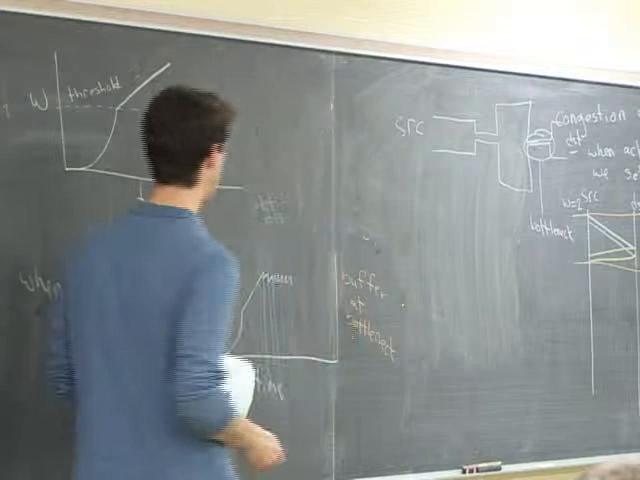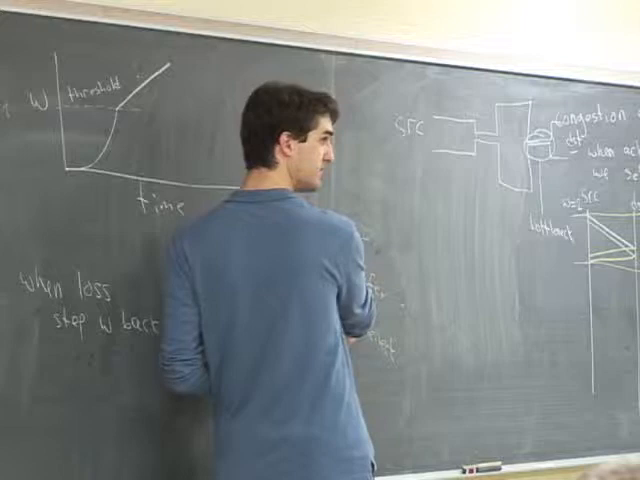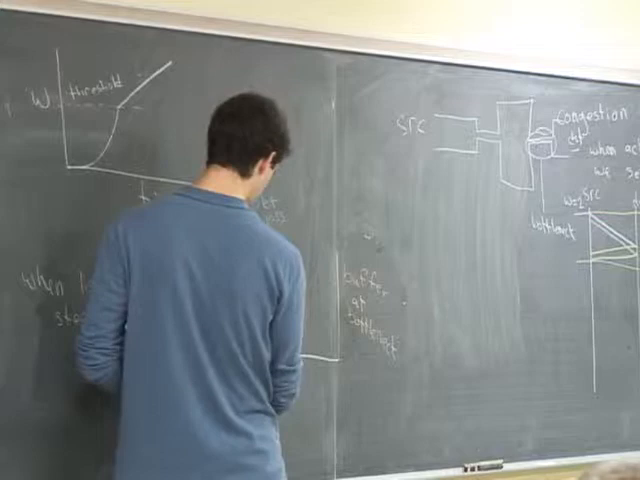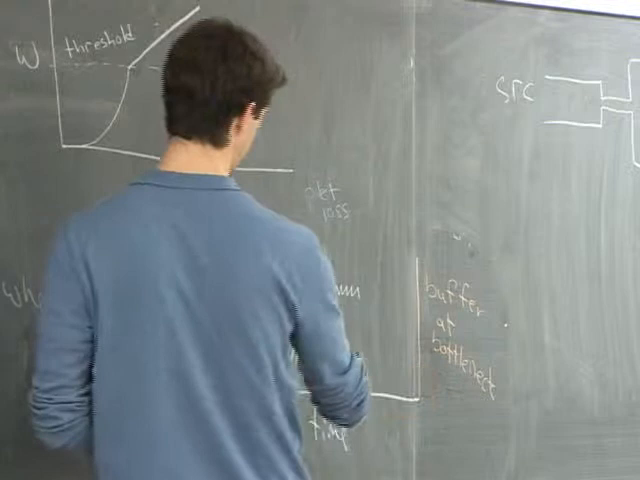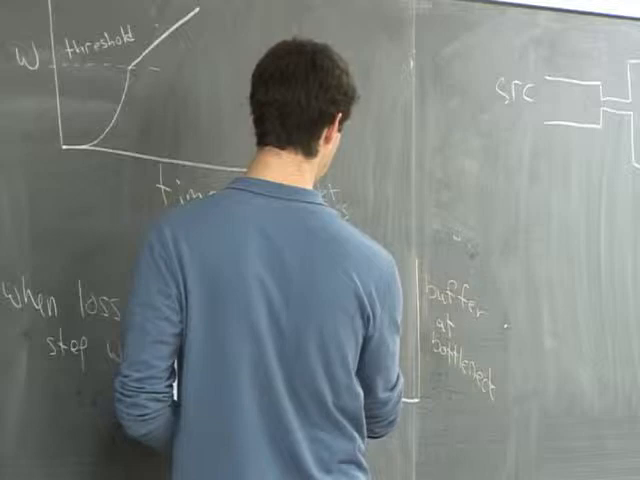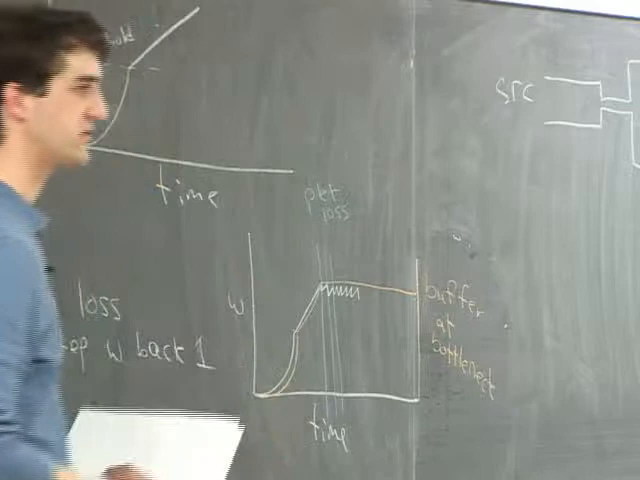Okay, so that's fine, but let's look at what's happening at this buffer. So I'm going to draw that in the orange chalk. So our buffer fills up here, and it sort of trails the sending, right? And then it starts to linearly fill up. And then once we get here, the buffer is just always full. It's completely full, right?